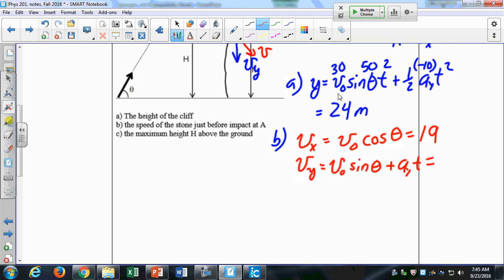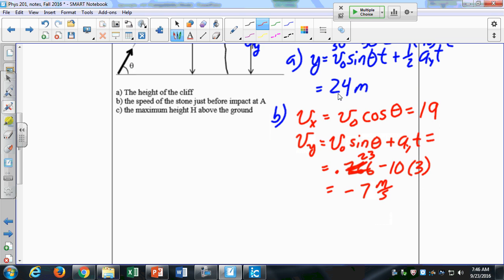That's 30 sine 50, which is 0.766, minus 10 times 3. Is that right? No, I didn't multiply. I'm sorry. It's 23. It should be 23, minus 10 times 3, which is 23 minus 30, minus 7 meters per second. Is that right, Josh? That's right. Okay, so that's our vx and our vy.